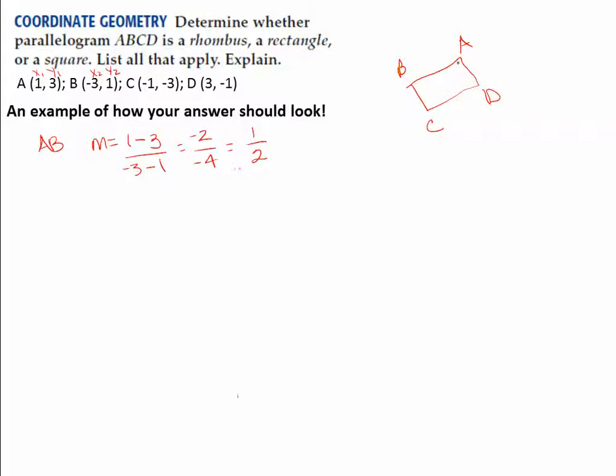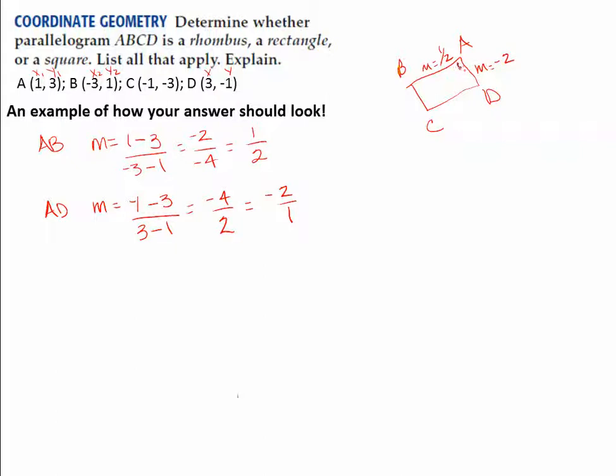Okay, now I'm going to put here slope equals a positive 1/2. So for AD, I'm going to put negative 1 minus 3 over 3 minus 1, so I get negative 4 over 2, which gives me a negative 2 over 1. So those are opposite reciprocals.